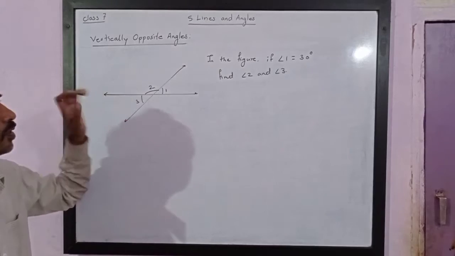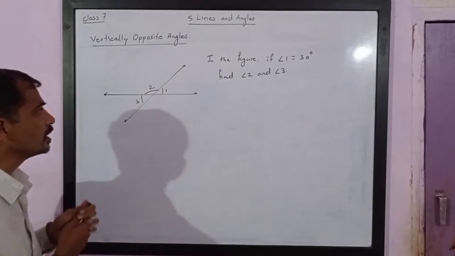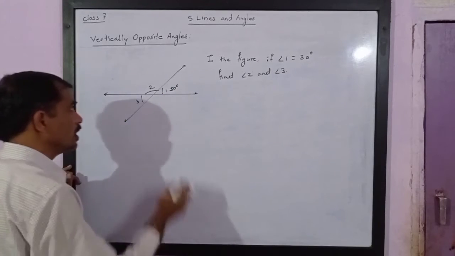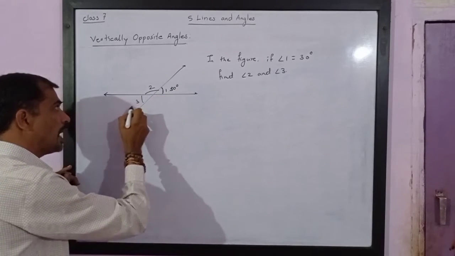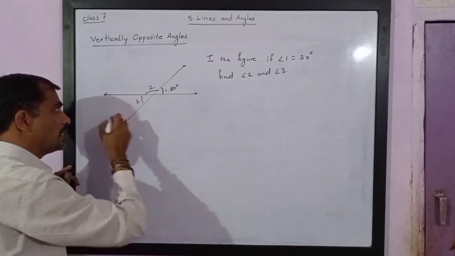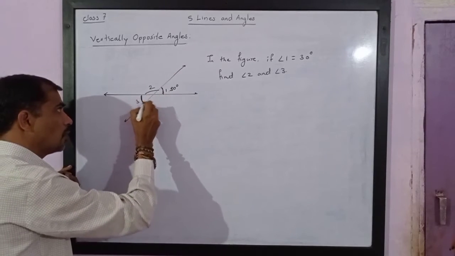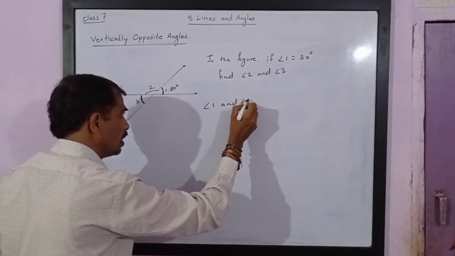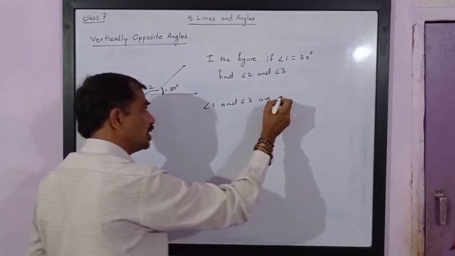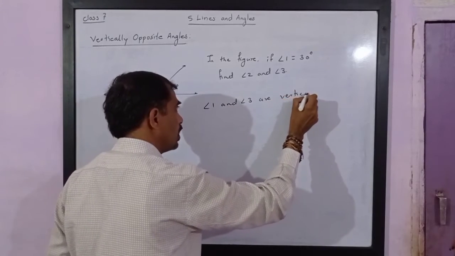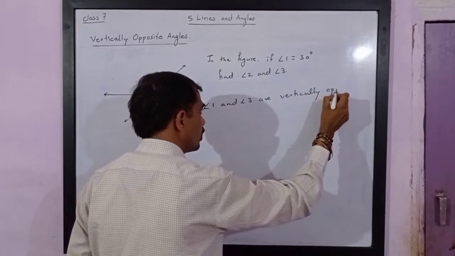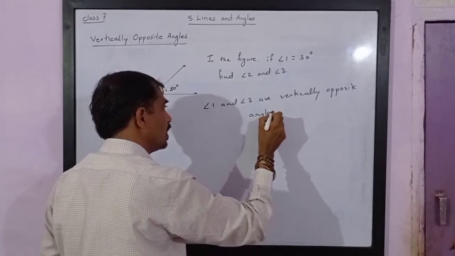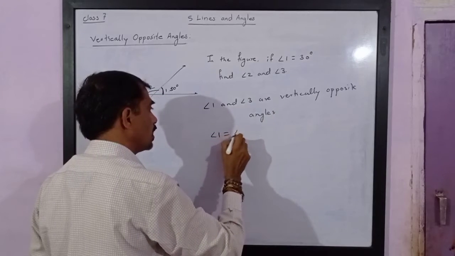Dear friends, now we have the question. In the figure, angle 1 is 30 degrees. This angle is 30 degrees. And we are asked to find angle 2 and 3. Please note, this angle 1 and 3 are vertically opposite angles. Here two lines intersect and angle 1 and angle 3 are vertically opposite angles.